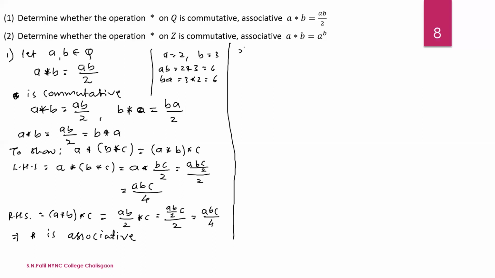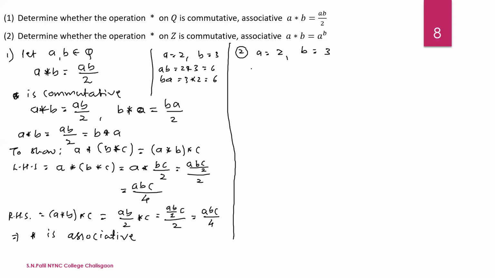Now the second problem, which is not commutative and associative. For that we take a counter example here. This is the set of integers. A and B are elements of the set of integers. So here I am taking particular numbers as a counter example. Let A is equal to, suppose, 2 and B is equal to 3. A and B are both integers, so 2 and 3 are integers.